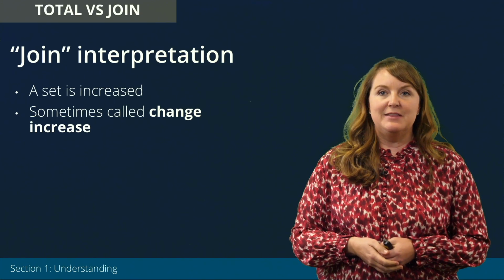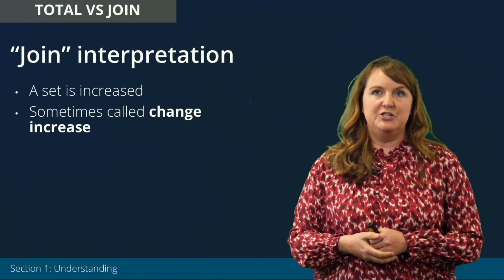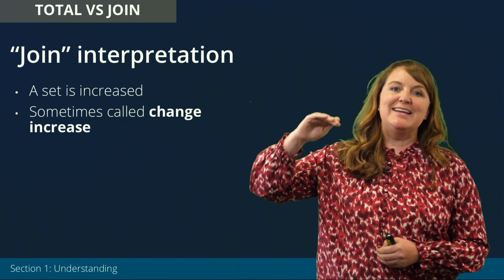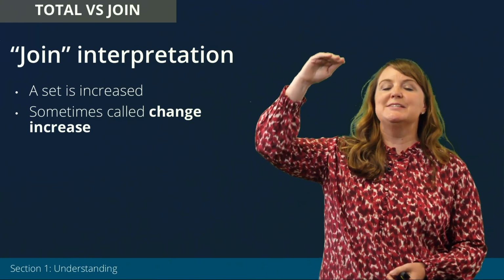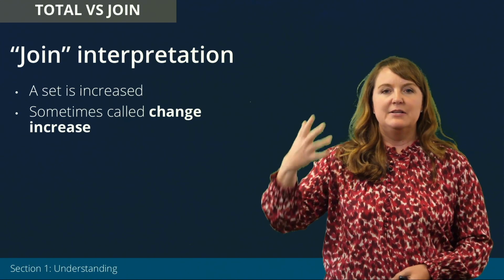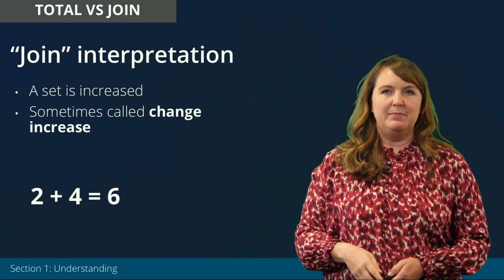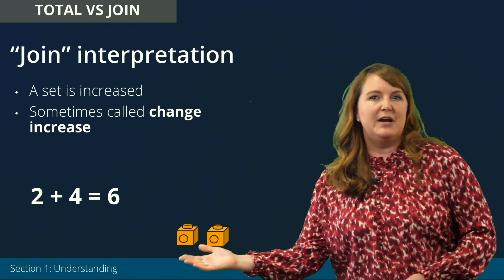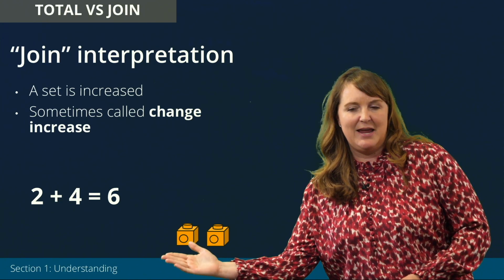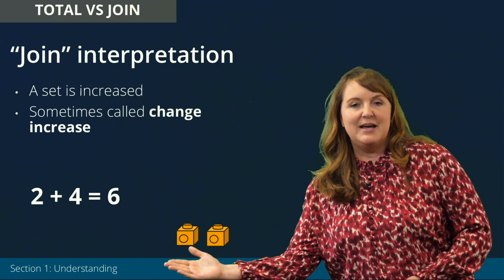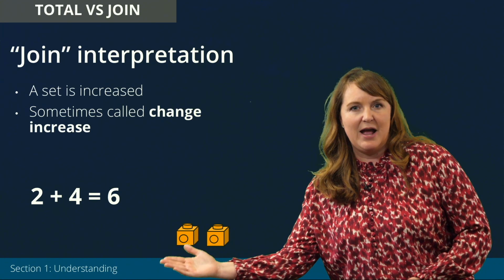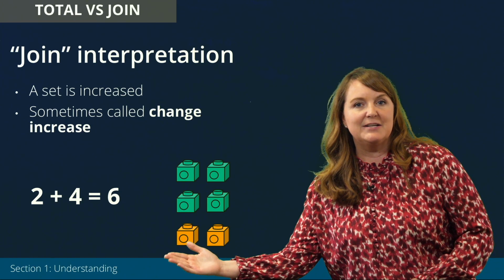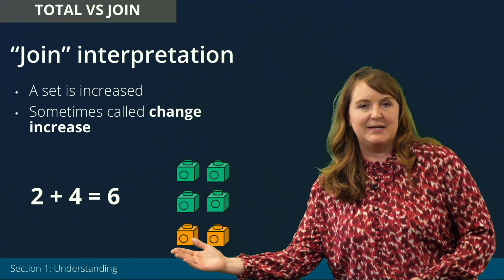We now need to think about the join interpretation of addition. Here with the join, I have a set, and that set is increased. I join some to this singular set. Some people call this a change increase problem. So for our same problem here, 2 plus 4 equals 6, I want you to imagine that I have this set. Maybe even put it in my hand right there. And then to that set, I am adding 4 more. So I have 2, and then I count on 3, 4, 5, 6. So 2 plus 4 is 6.